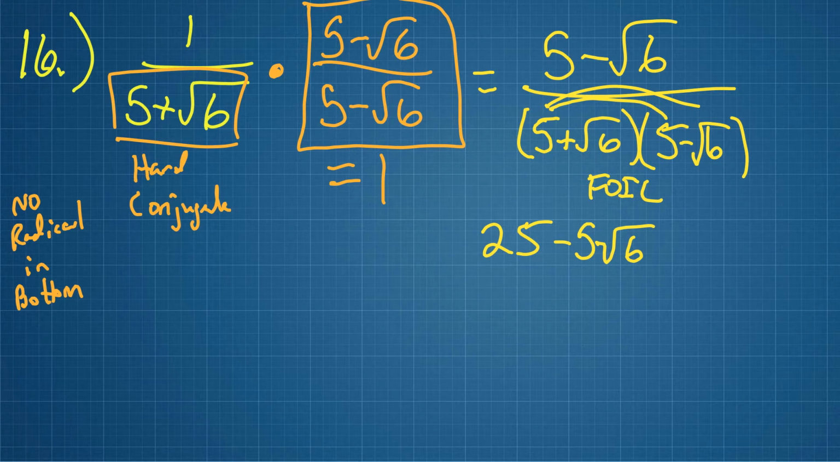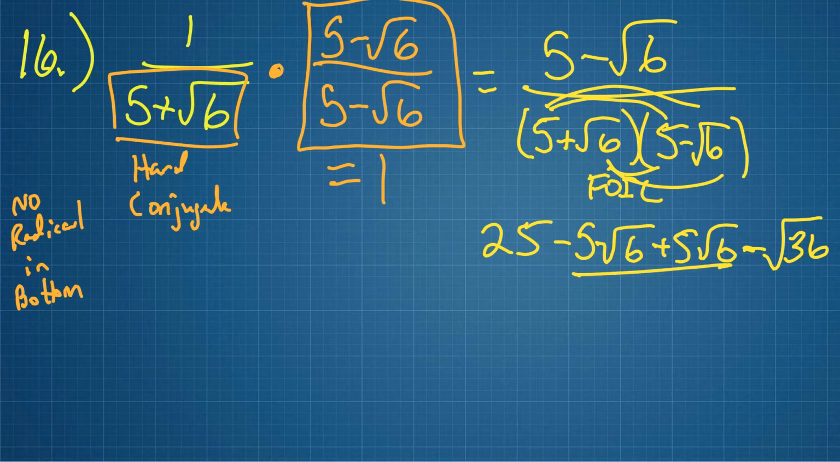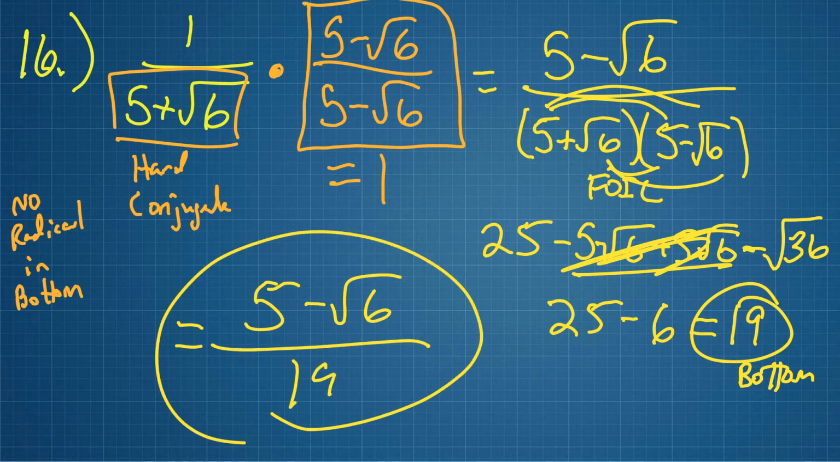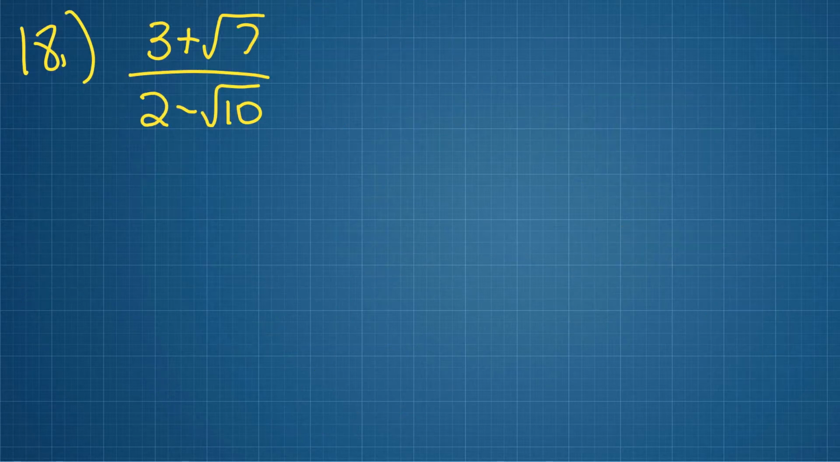Don't be the guy who puts radical 30 there, and I'll have to do that. 6 is still in jail, 5 is in jail when I do the inside, so I get plus 5 radical 6. The last two is I have 6 and 6, they're both in jail. There's a minus sign in front of the radical. That's why it's minus radical 36. The middle terms cancel out. This turns into 25 minus the square root of 36, which is just 6. So the whole bottom turns into 19. That's just the bottom. So my final answer is 5 minus radical 6 all over 19. And that's it for number 16.